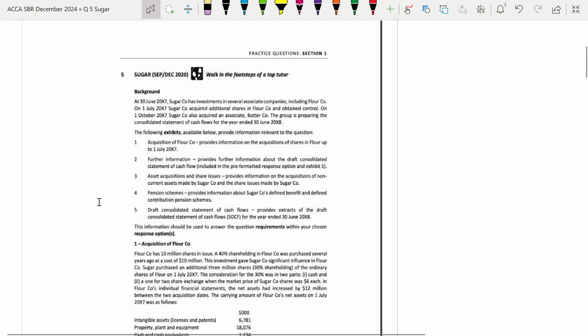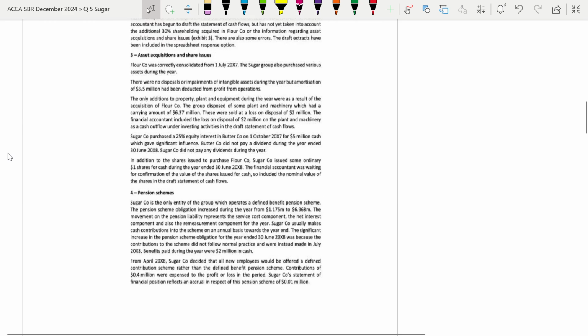Fine. This is for September, December 2020. Okay. Now, when you have to first read the requirements, what they are asking.